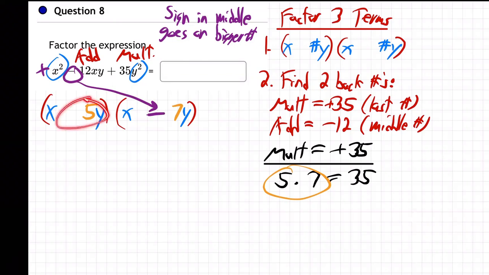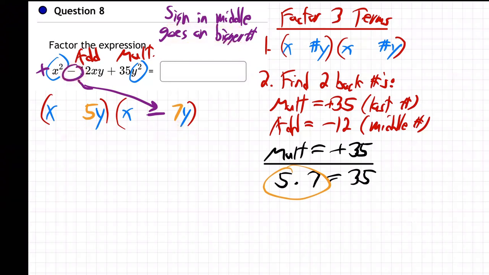Now the other one, the smaller number, can be positive or negative. It depends on the problem. So one more time. The sign in the middle always goes on the bigger number. 7 is bigger than 5, right? The sign in the middle, negative, goes to the bigger number. Now, the smaller number can be positive or negative, depends on the problem.